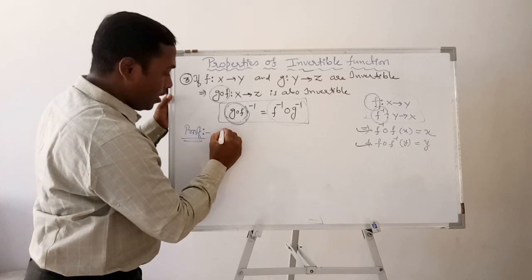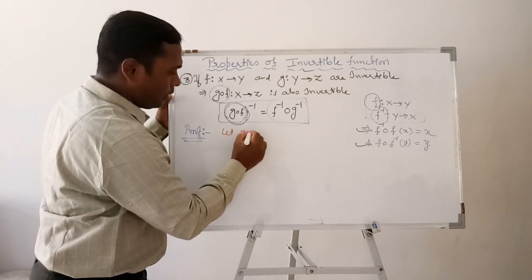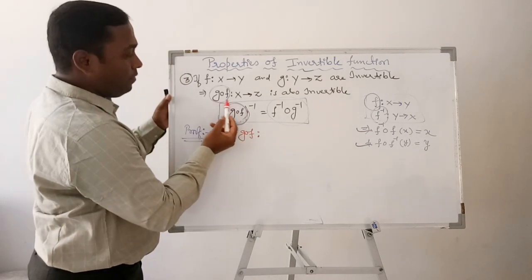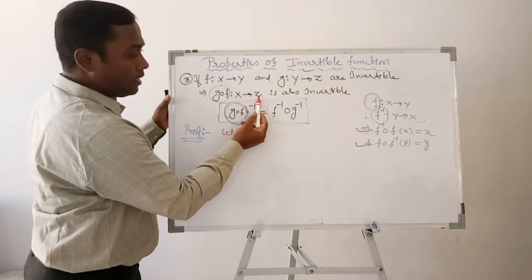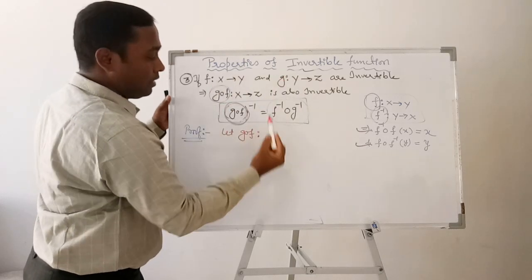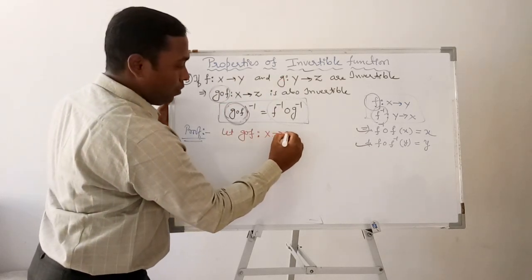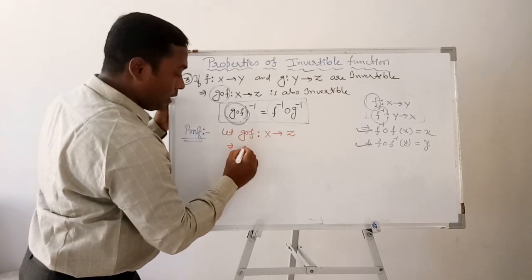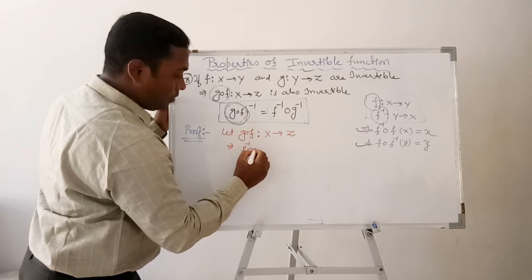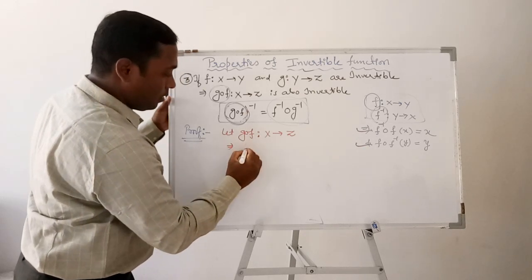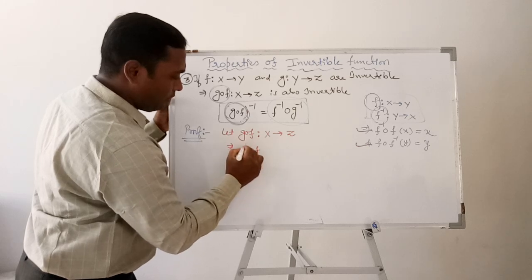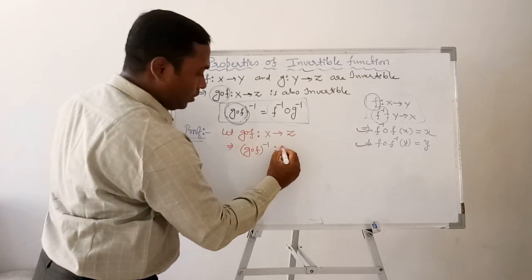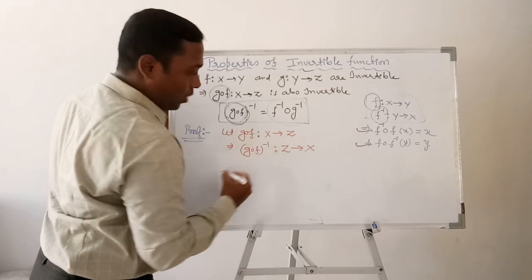So I am taking here, let g circle f be the function defined from set X to set Z, because it is already defined in the definition. So it implies that the inverse of this function, (g circle f) whole inverse, is defined from Z to X.